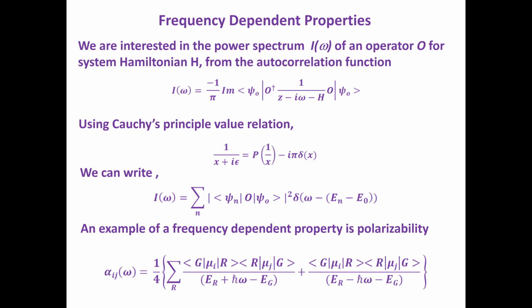One of the examples of frequency dependent properties is polarizability. If I write down explicitly the expansion from here, then what you have is an expansion over a transition dipole moment between the ground state and an excited state, and back. This is second order perturbation theory divided by the energy denominator. So this gives you alpha_ij as a function of omega. Often people are interested in computing these quantities.